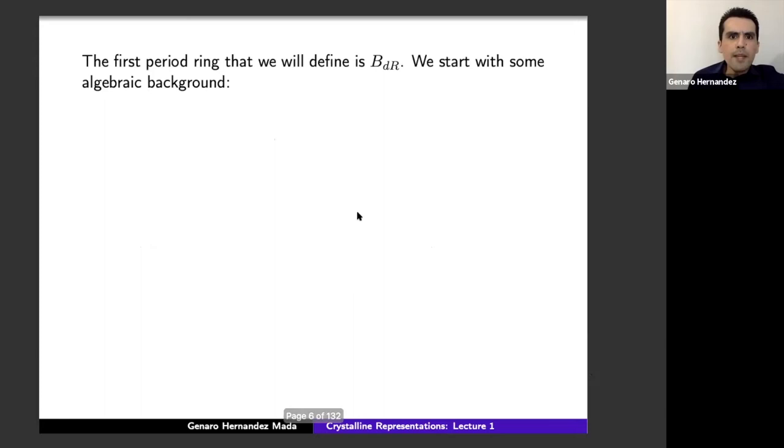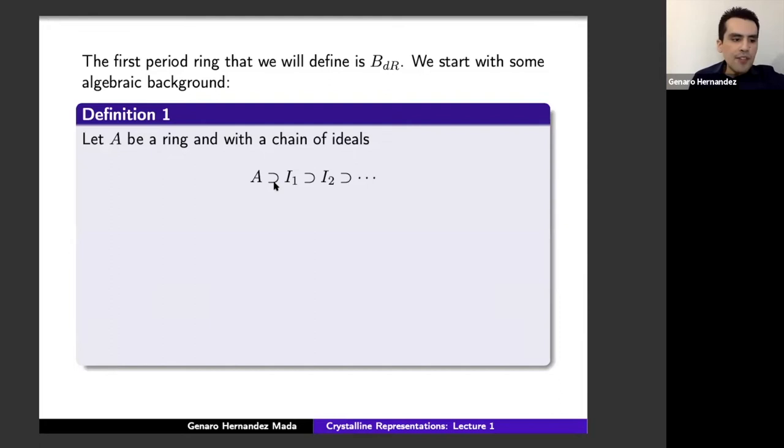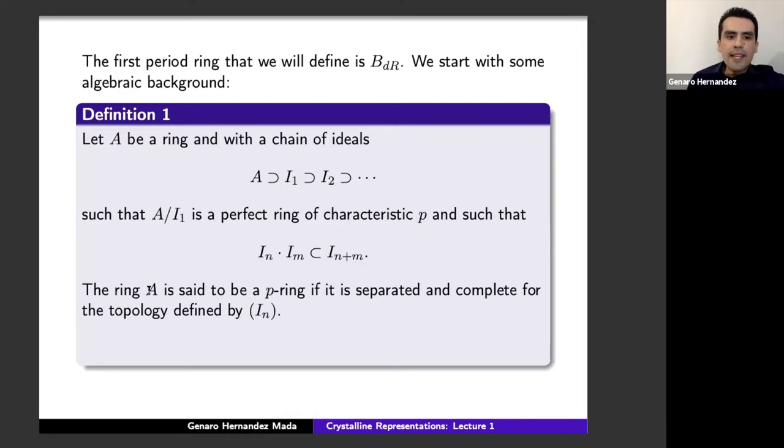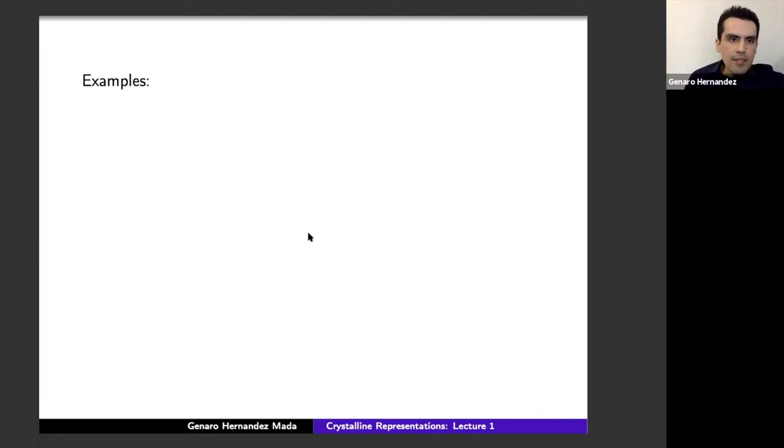Okay, so first we're going to define B_dR, and we are going to start with some algebraic background. The first definition I have here is this one. Suppose we have a ring A with a chain of ideals I_1, I_2, and so on, such that the quotient A modulo I_1 is a perfect ring of characteristic p, and such that we have this condition. In that case, the ring A is said to be a p-ring if it is separated and complete for the topology defined by this chain of ideals. We say that it is strict if p is not nilpotent in A. Normally, we require that I_n is generated by the nth power of p for that last property.